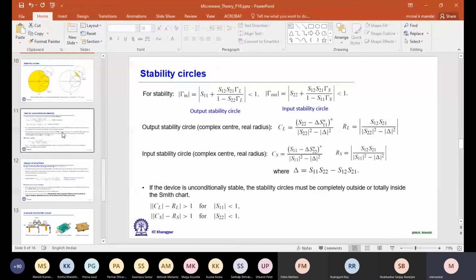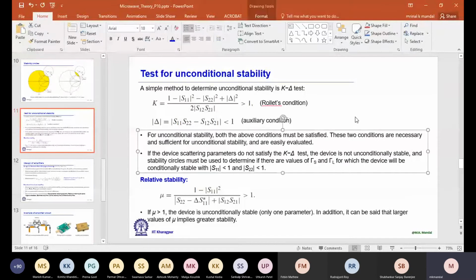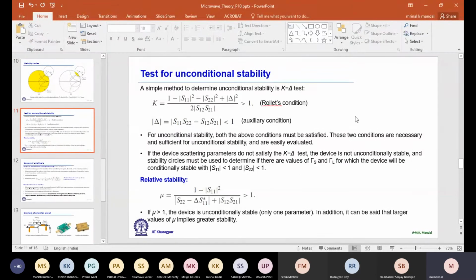Now, let's say if we don't want Smith chart analysis, can we do it simply mathematically? Yes, there is actually a condition which we can use to determine mathematically it is stable or not. That simple method for unconditional stability, the first one, is called the K delta test. The derivation is given in D M Pozar's book, so I'm avoiding it. It was given first by Rollet, so according to his name, we call it Rollet's condition.